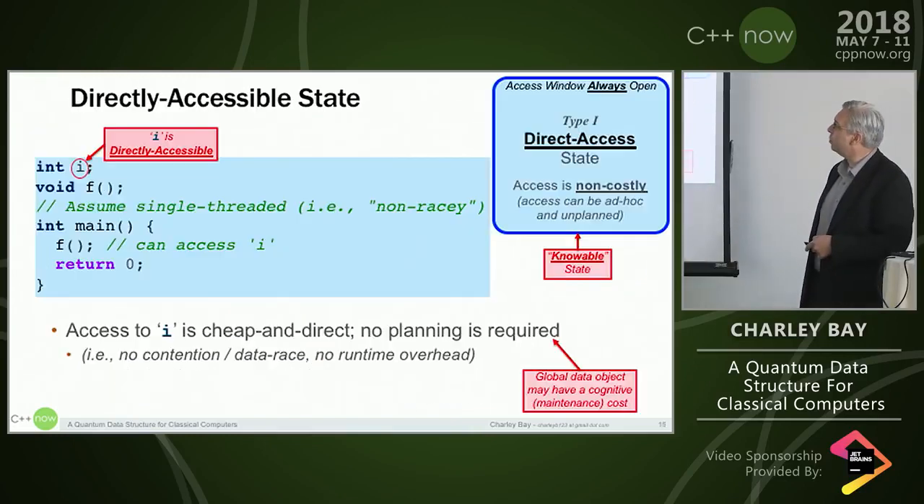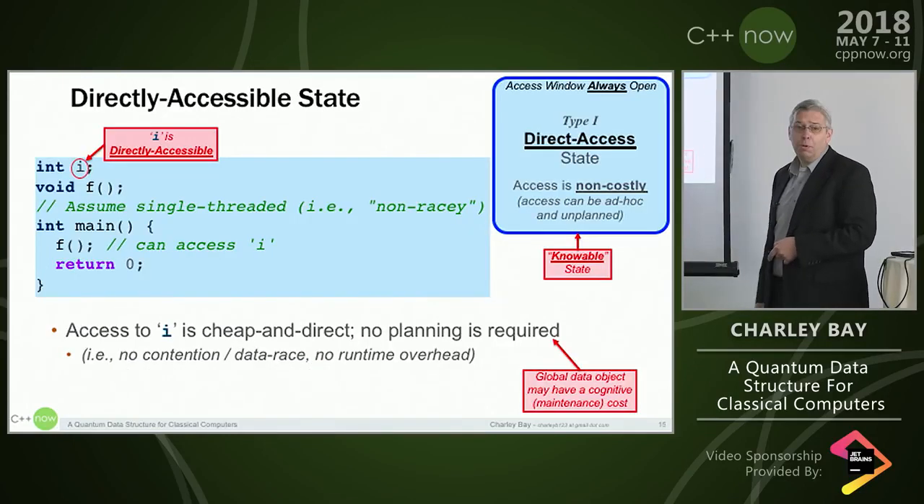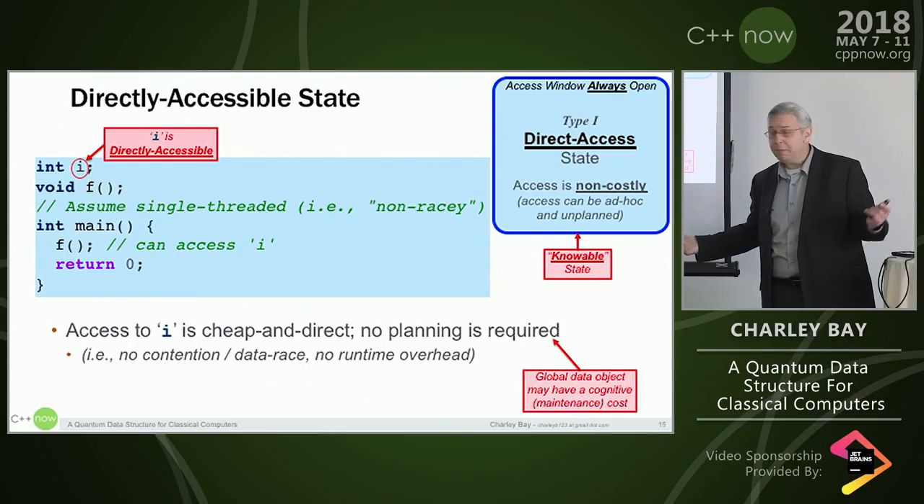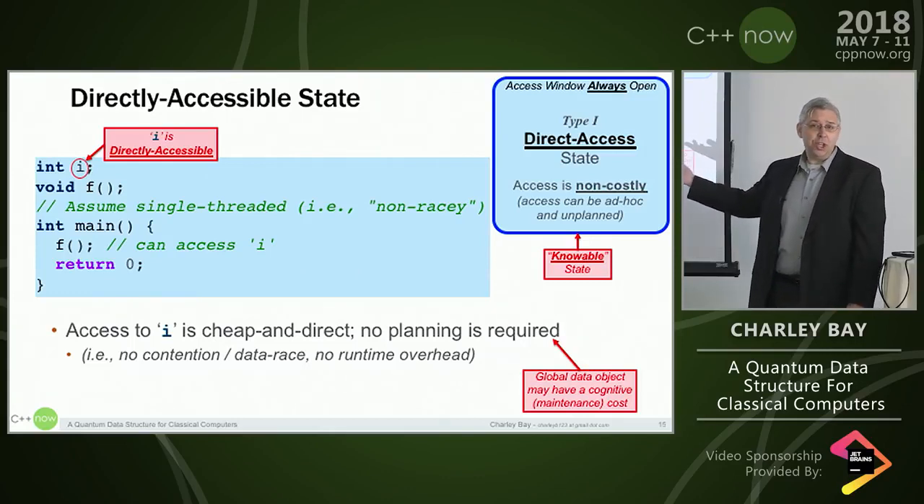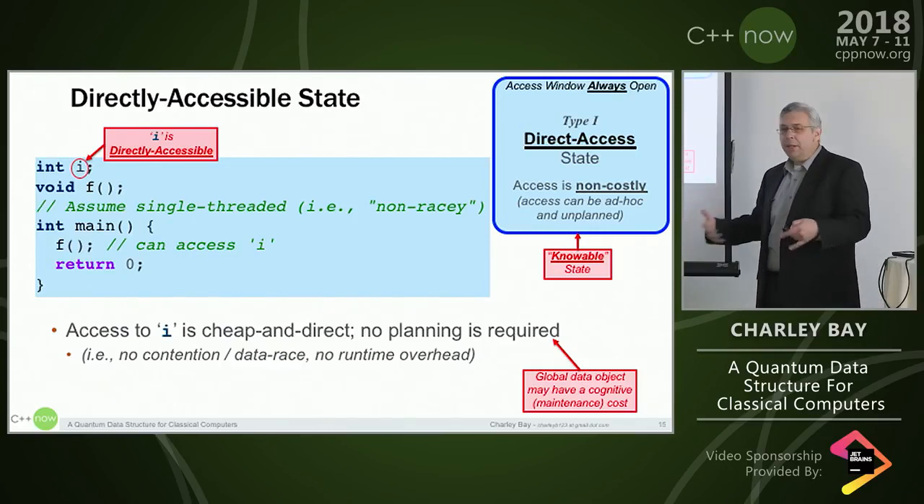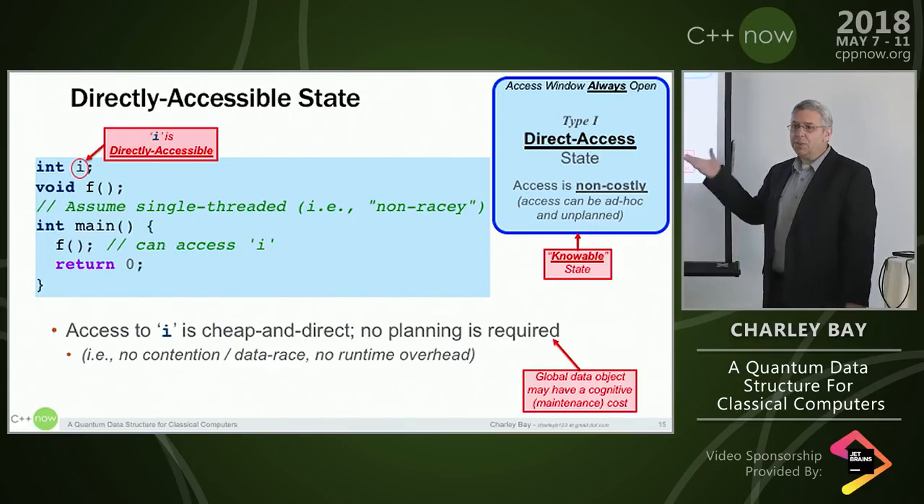And we know this today. This is how we do stuff today. So I have a global, single-threaded, non-racy, grab it, go nuts with it, mutate it, read it. It doesn't matter. Access is cheap and direct. There's no side effect. I mean, you can modify the global, but there are no data races going on here. This is a pretty cheap stateful access. And I don't have to do any planning. I just use it.